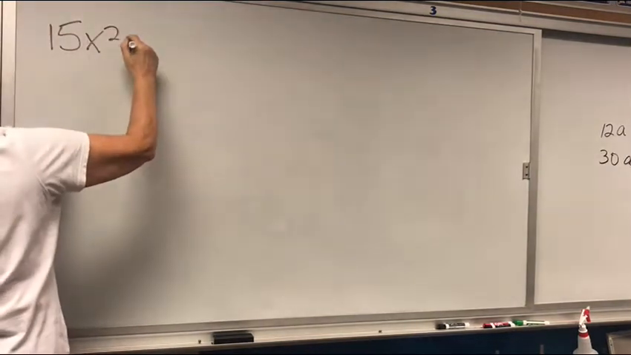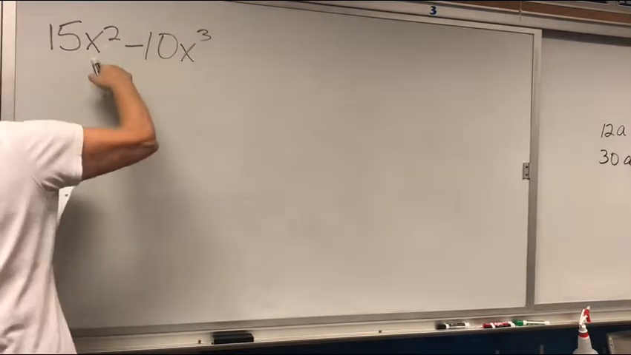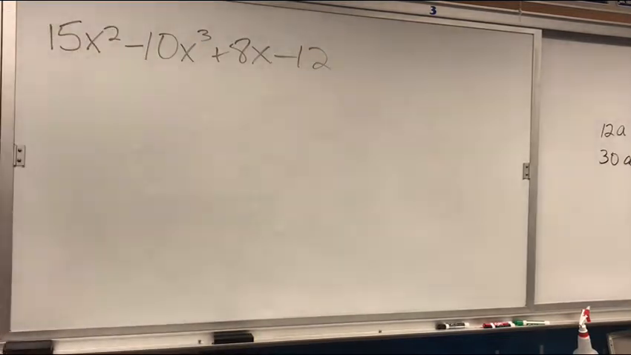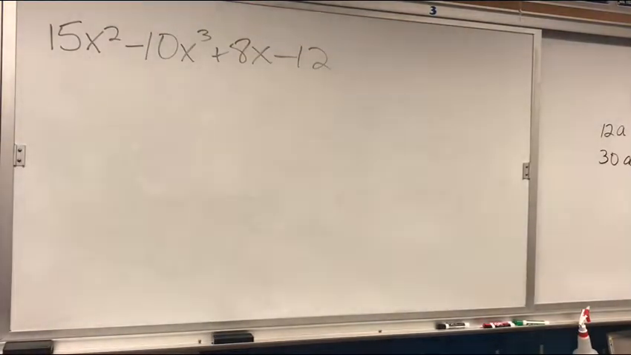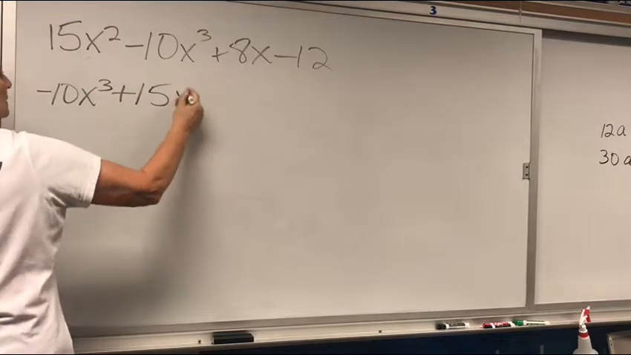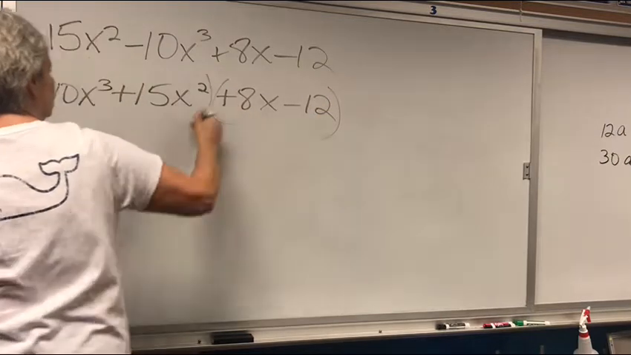15x squared minus 10x cubed plus 8x minus 12. It's out of order, so copy it in the right order. Good, we'll have just enough time to stop the video when we're done with this problem. So I'm going to rewrite it in the right order too. And then you're going to group it. Go from there.